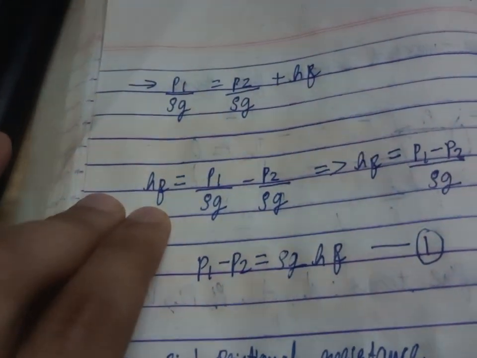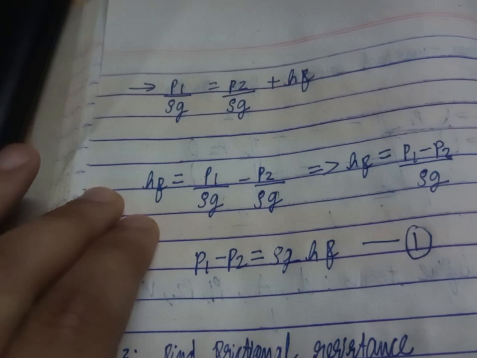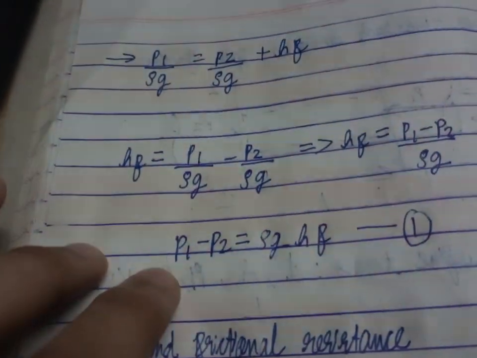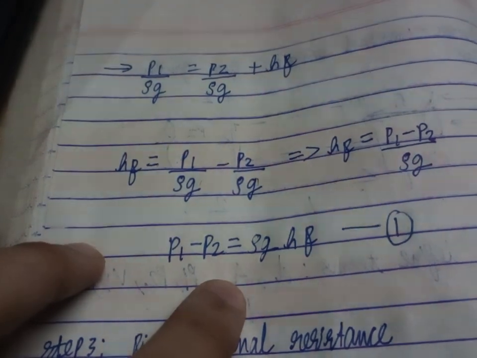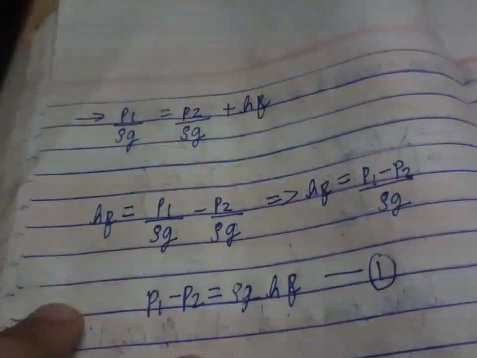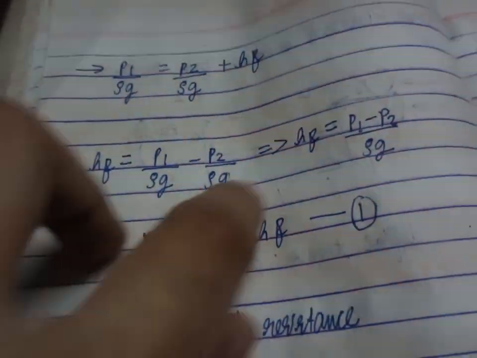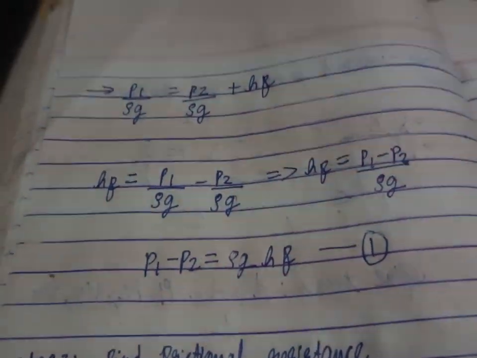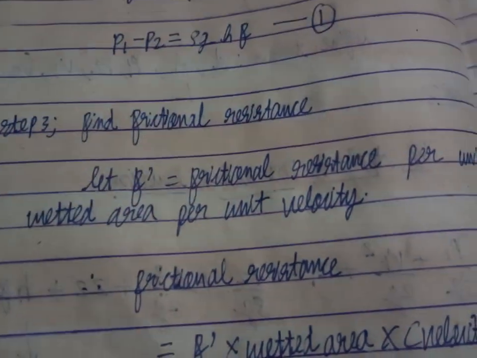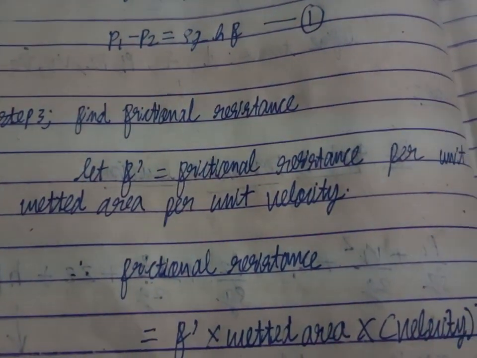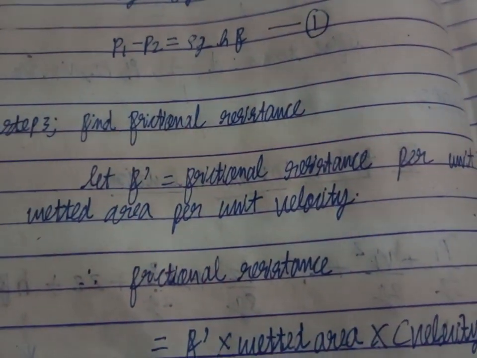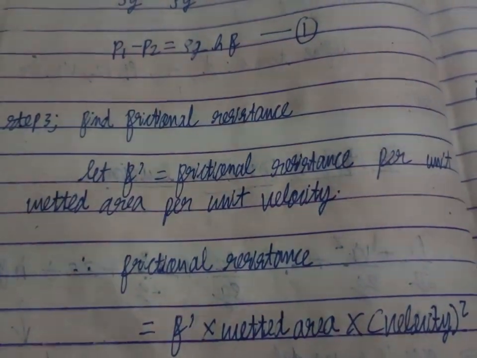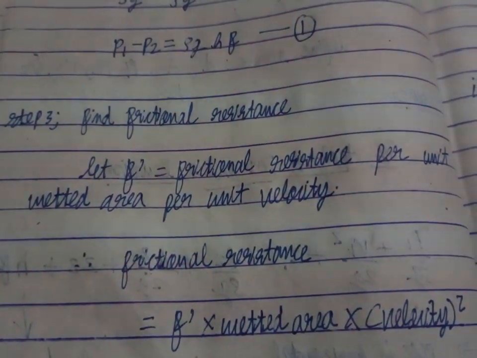Now, if we rearrange this, P1 minus P2 is equal to rho g HF. This is our equation 1. Now the next step is we will find the frictional resistance. For that, we will assume that F dash is the frictional resistance per unit wetted area per unit velocity.